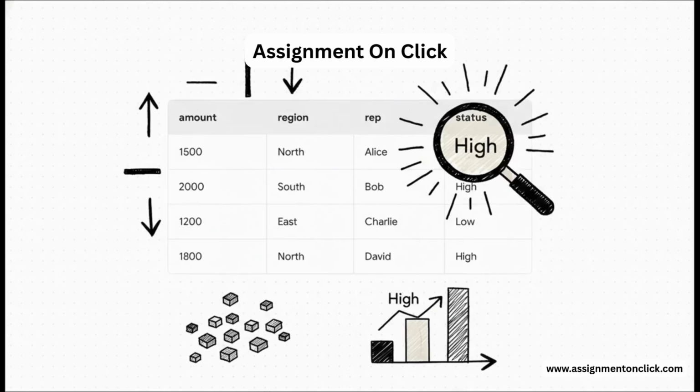And look at that. Bam! Here's our transformed table. We now have that brand new status column, and it's perfectly labeled every single sale as high or low. This is what it's all about. We just turned a column of raw numbers into a clear, meaningful category.